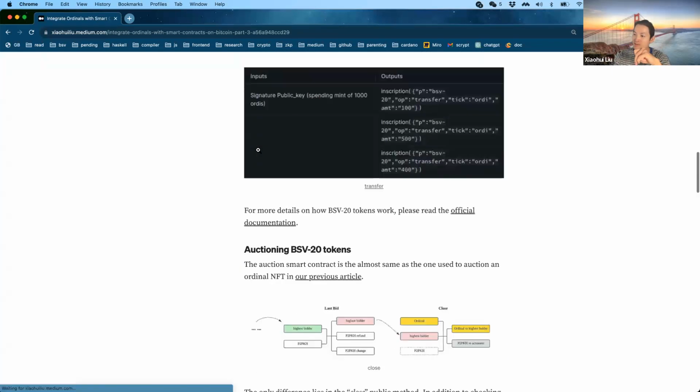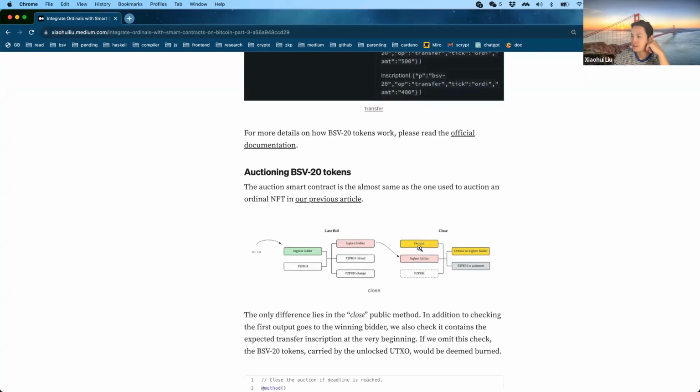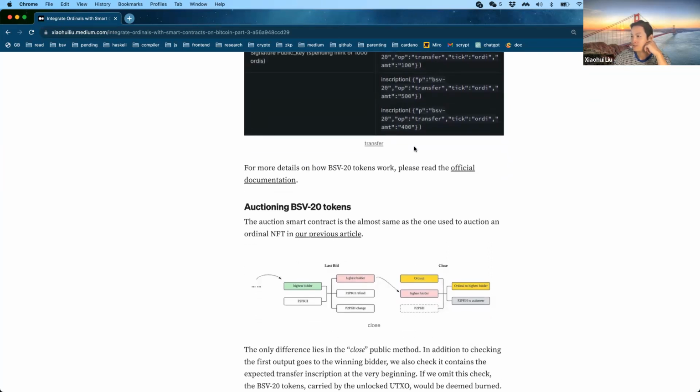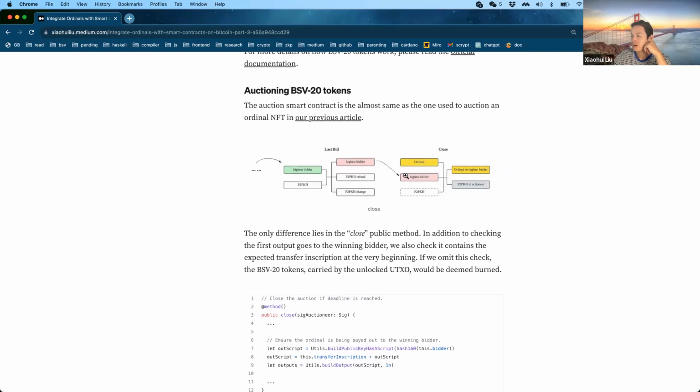So previously we talked about how to auction an NFT ordinal, but here let's also talk about one example. Let's say you want to auction 500 ODI tokens. How would you do it? It's almost the same, I would say, as the previous one, right? Because here it's still all UTXO based, so you still hardcode this. You make sure the Ordinal goes to the highest bidder. So in this regard, it's very similar to the NFT Ordinal, right?